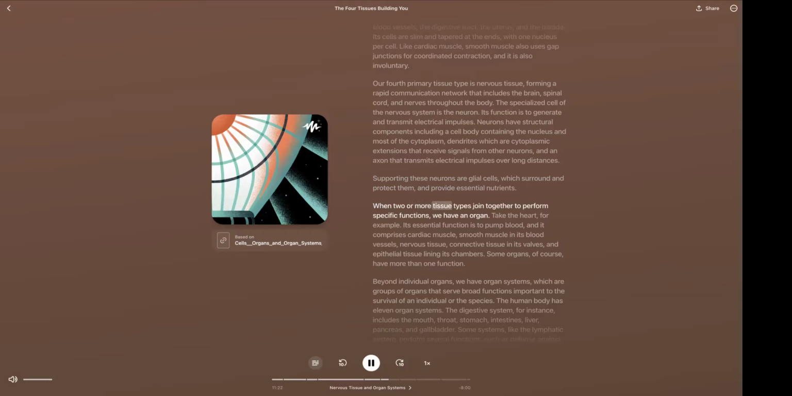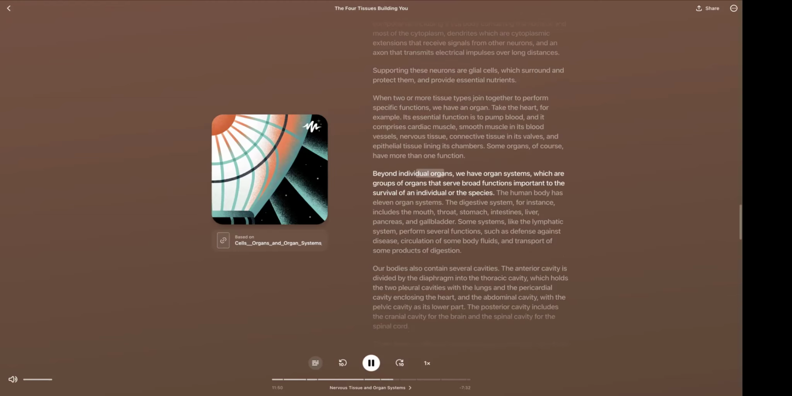When two or more tissue types join together to perform specific functions, we have an organ. Take the heart, for example. Its essential function is to pump blood, and it comprises cardiac muscle, smooth muscle in its blood vessels, nervous tissue in its valves, and epithelial tissue lining its chambers. Some organs, of course, have more than one function.